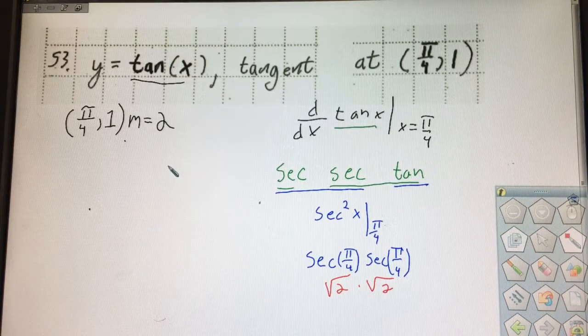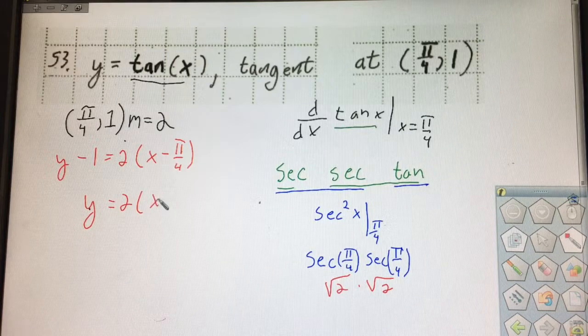I now have to write the equation. y minus 1 equals the slope 2 times x minus, yes, there's going to be a strange pi over 4 in your equation. One more step: y equals 2 times x minus pi over 4, add 1 to both sides. And that is your final answer.